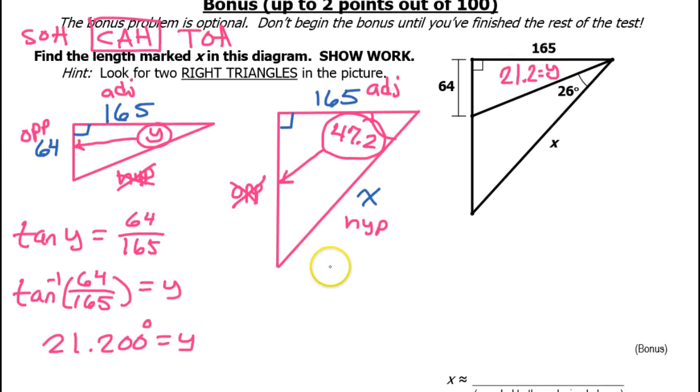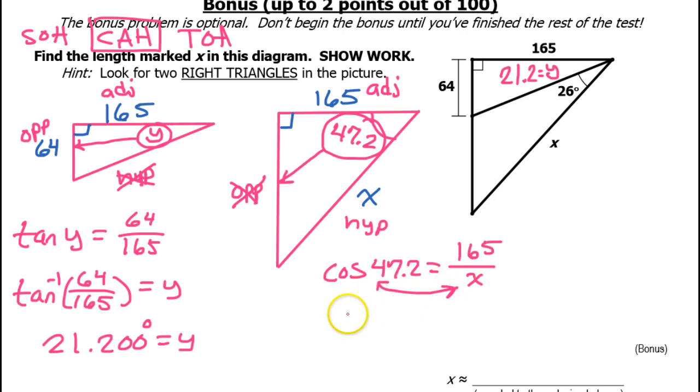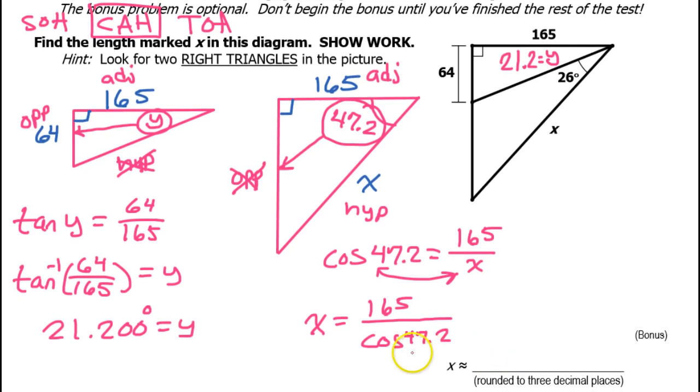So that's why I will now write cosine 47.2 is equal to adjacent over hypotenuse. So 165 over x. When the variable is in the denominator, that's when you swap these. So that will give us x equals 165 over cosine 47.2. And we can just put that in the calculator.